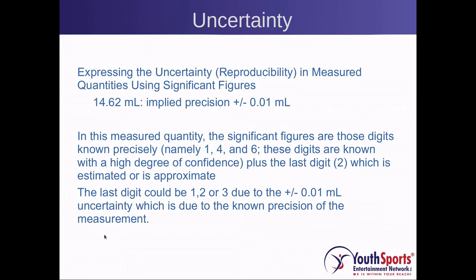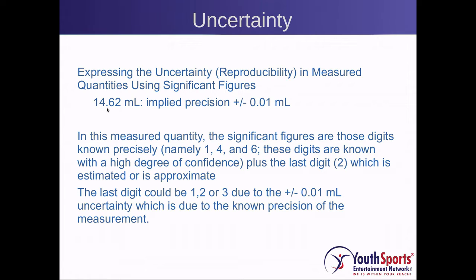Now we'll talk about uncertainty. Uncertainty is when we are doing a measurement and we are not sure of all of the digits. For example, we have a measurement of 14.62 milliliters, and the instrument tells us that the precision is plus or minus 0.01 milliliters.